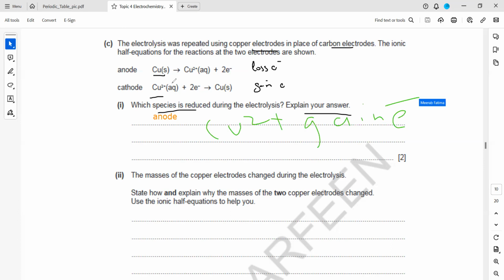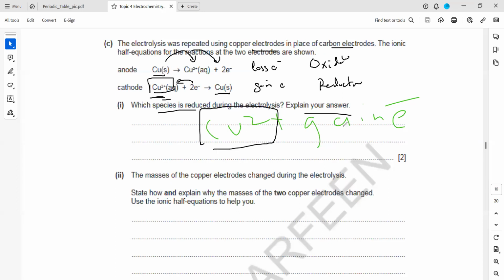You don't have to mention the anode. Reduction always happens at the cathode, but the question asks which species, so you have to name the substance. This copper ion gains electrons and turns into a copper atom, so this change is a reduction. And here the copper atom turns into a copper ion by loss of electrons, and oxidation is a loss of electrons. So which one is reduced? The one which gains electrons. So the copper ion is reduced because it gained electrons. 1 mark is for mentioning the copper 2+ ion and 1 mark for mentioning it gained electrons.